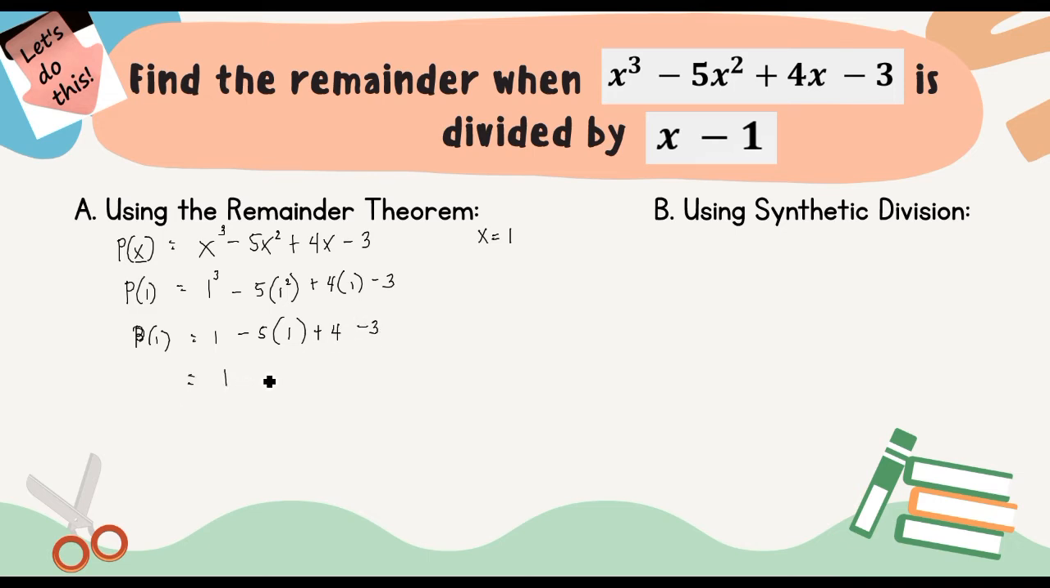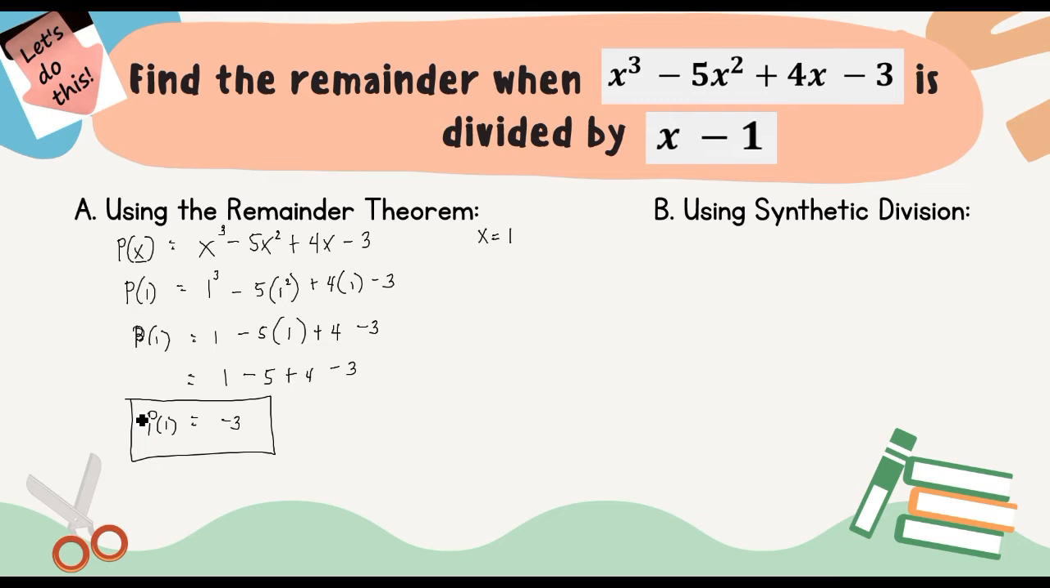Then we will have 5 times 1 is minus 5 plus 4 minus 3. Then we will have 1 plus 5. So, ipagsamahin muna natin yung like terms. 1 plus 4 is 5. Then minus 5 is 0. So, we will have negative 3. So, that is our p of 1. So, using the remainder theorem, ang nakuha po nating remainder ay negative 3.